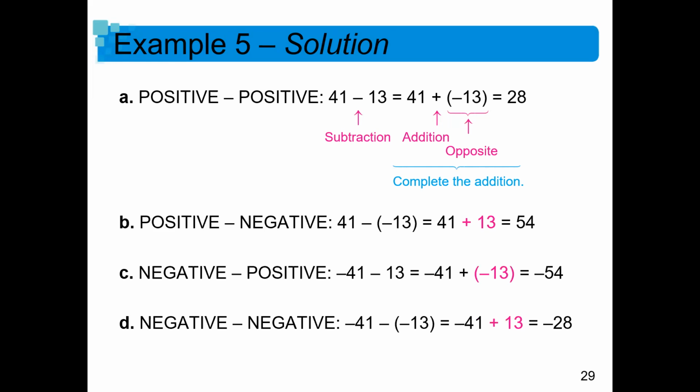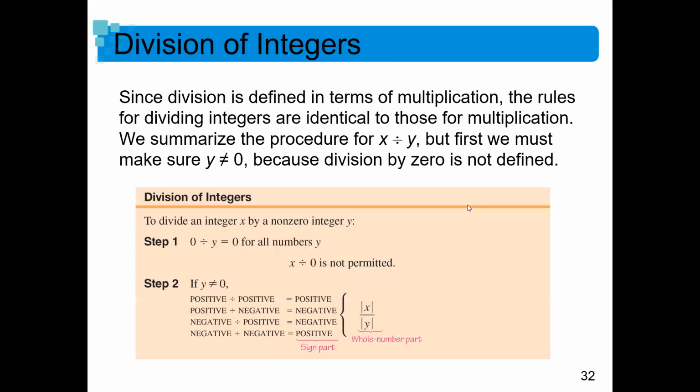Now if you have negative minus negative, that's the same as negative 41 plus 13. And we have to subtract both numbers because they are opposite signs. And 41 minus 13 is 28. And we carry the negative sign because the negative number is greater.